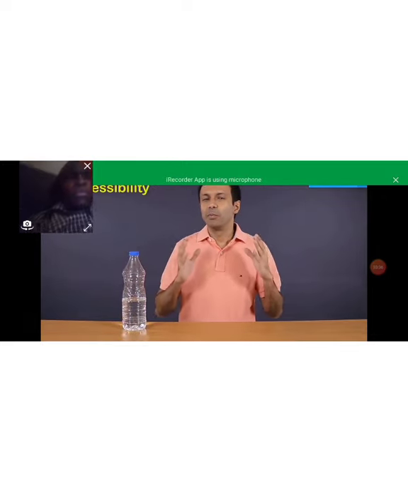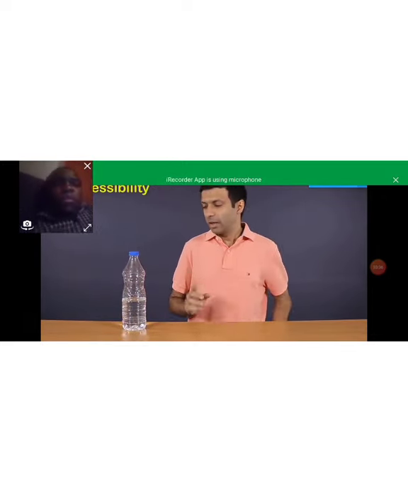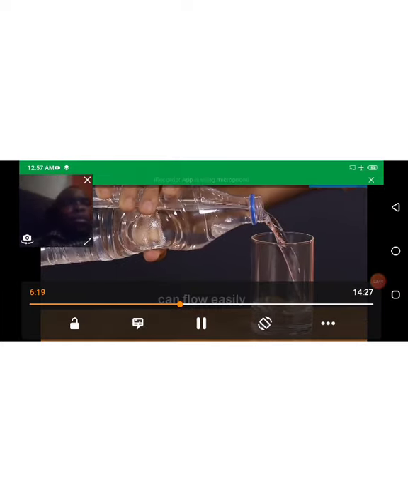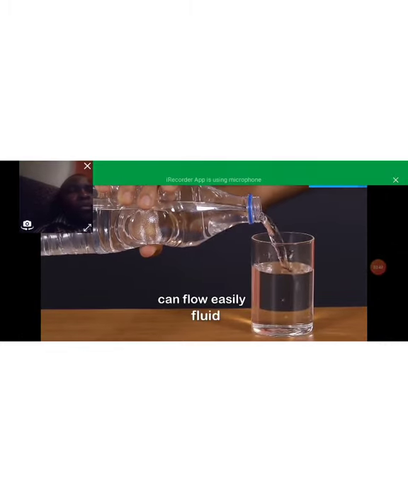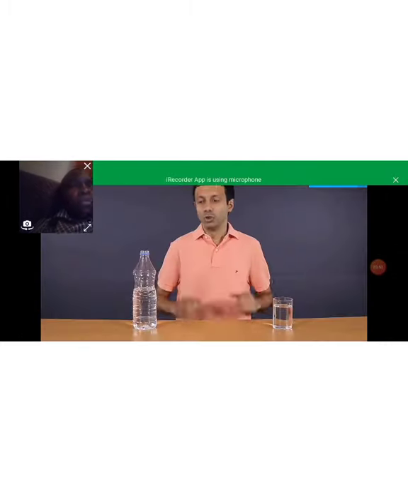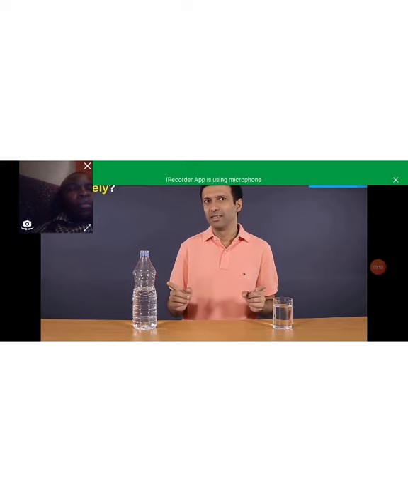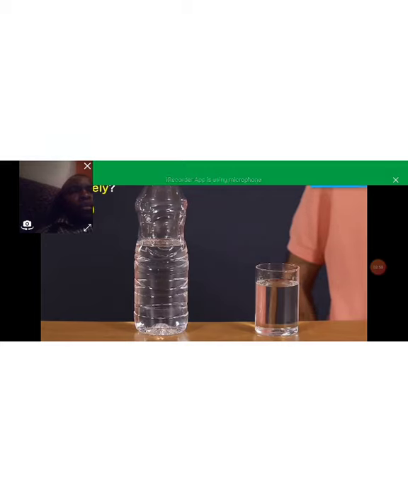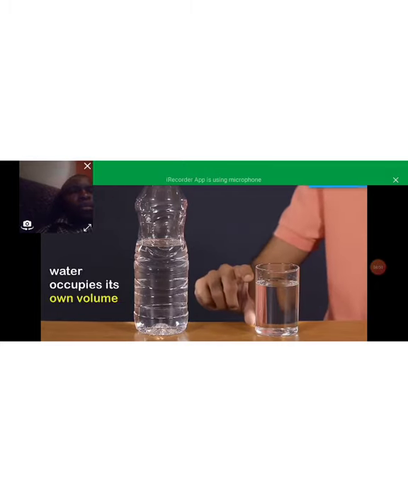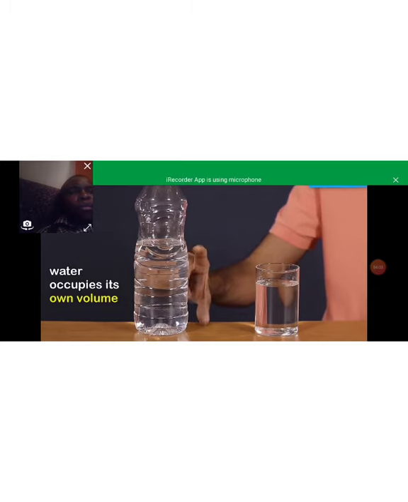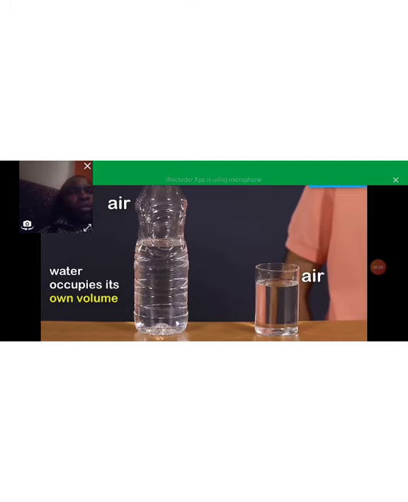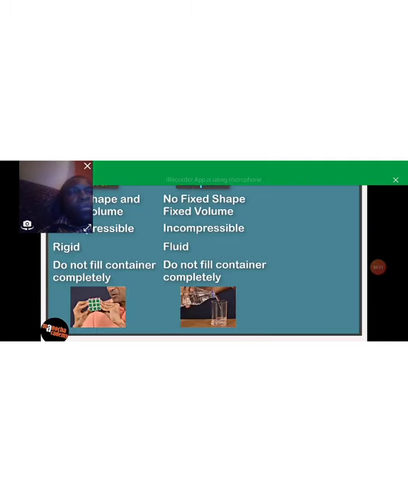Let's talk about the compressibility of liquids. If you take a plastic bottle like this, water can flow easily. So liquids are fluids. Do liquids fill their container completely? The answer is no. As you can see, in the glass and the bottle, the water only occupies its own volume. The rest of the container is air. So liquids do not fill their container completely. Let's place the properties of liquids on our concept board.